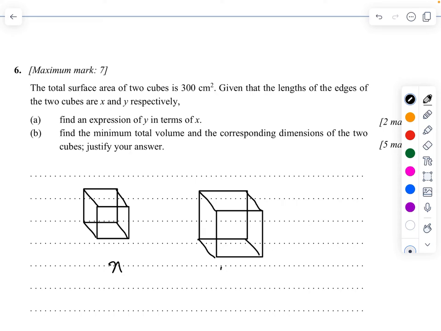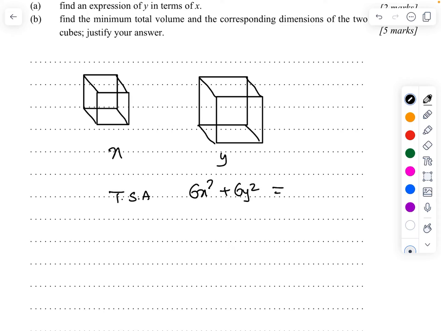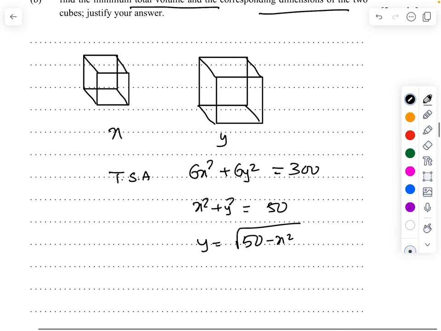This is x, this is y. Total surface area TSA is 6x square plus 6y square. This should be equal to 300. So x square plus y square equals 50. So y equals square root of 50 minus x square. Find y in terms of x. Find the minimum total volume and the corresponding dimensions.